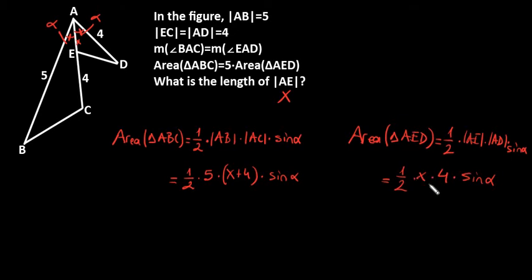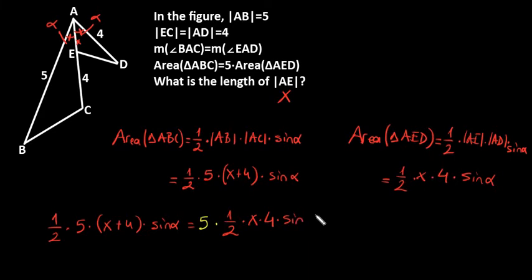So I'm going to multiply this by 5 and I'm going to get the area of ABC. So I'm going to get this: 1 over 2 times 5 times x plus 4 times sine of alpha is going to be equal to, I'll multiply this by 5. Let me write that in another color. So 5 times the area of AED, which is 1 over 2 times x times 4 times sine of alpha.